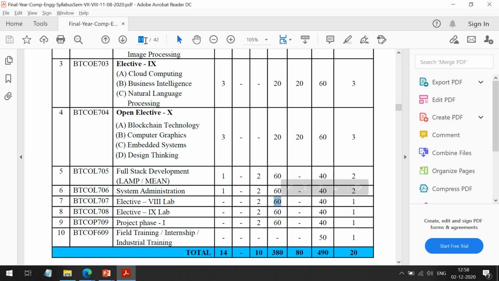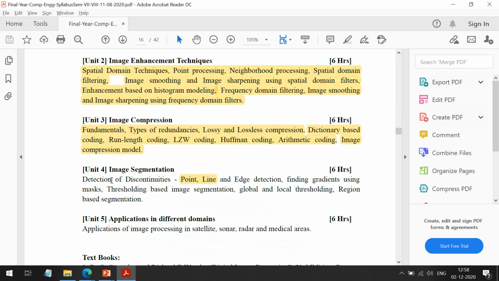So in this fourth unit, we have discussed till now point, line and edge detection. Finding gradients using masks is also done. We have seen 3 gradient operators, and the region based segmentation is also over. So only one point is remaining in this unit, that is thresholding based image segmentation. We will complete this topic in the next lecture. Any doubts?